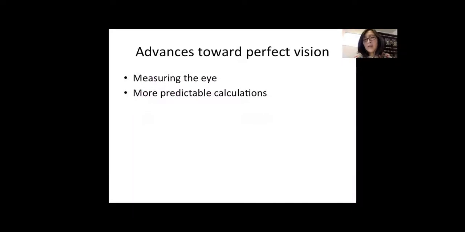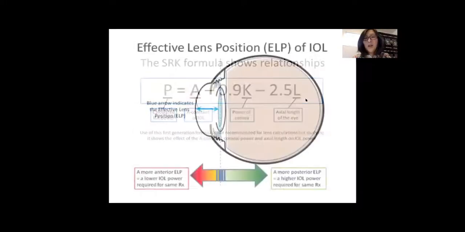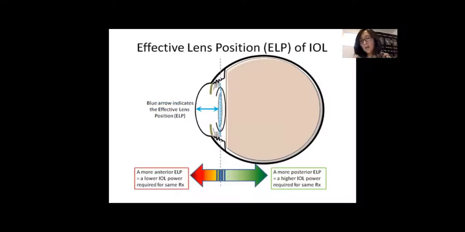So these are the measurements and advances in measurements that have occurred. Number 2, more predictable calculations. This is the traditional SRK formula, which shows that very simply, the calculated IOL power should be the A constant minus the power of the cornea and the axial length of the eye. We now know that there are other contributions to calculations, which include the effective lens position.